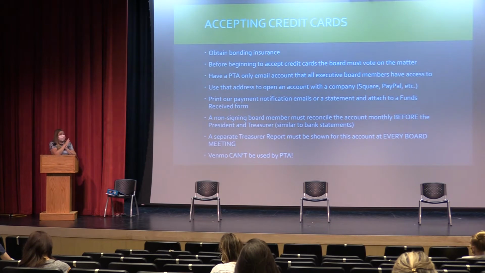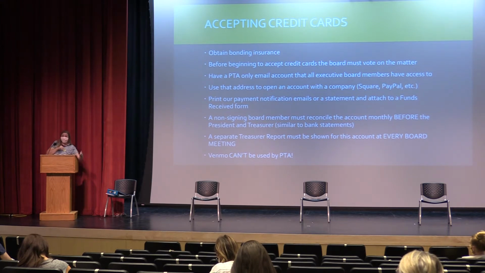You have to have a non-signing person, someone who's not on your bank account, reconcile the credit card account monthly, and then the treasurer and the president both need to do it as well. So designate someone on your board who is not a signer on your bank account to do that.